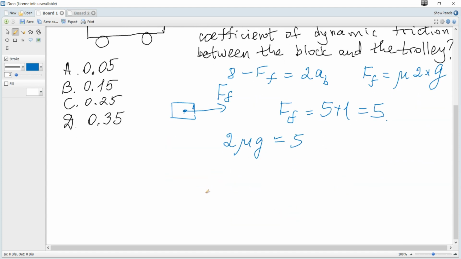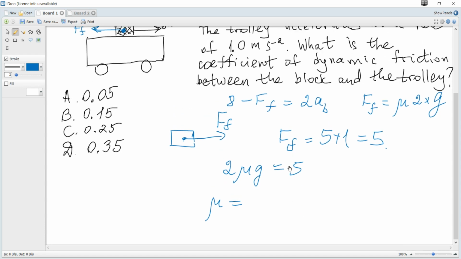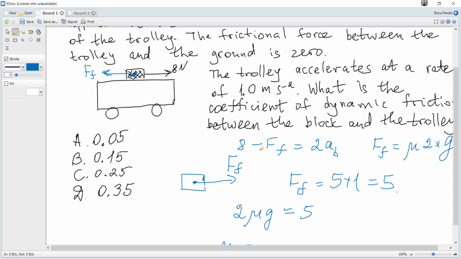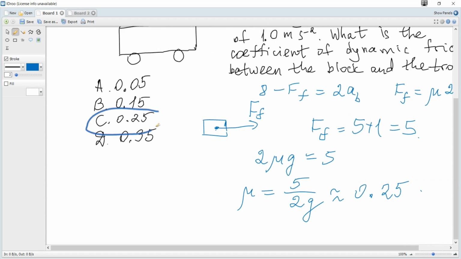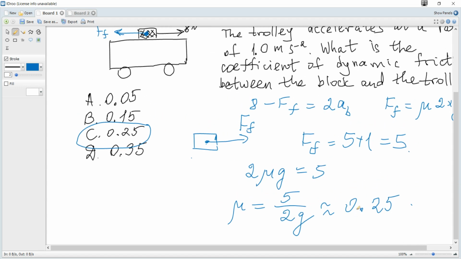and hence mu, the required coefficient of dynamic friction, dynamic because it is moving, it slides, becomes 5 over 2g. 5 over 2 is 2.5, g is approximately 10, so it's approximately 0.25. So it's C, and that's all for this question.